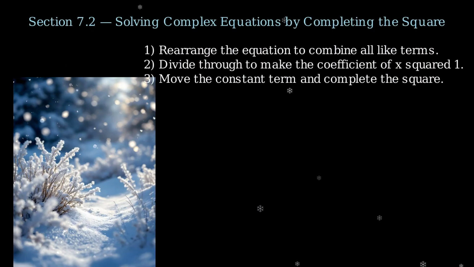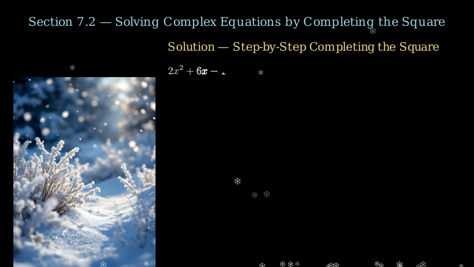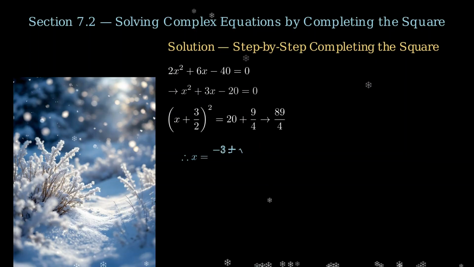Let's solve a more complex quadratic equation by completing the square. First, rearrange the equation so that all like terms are combined on the left-hand side. Then, if the coefficient of x squared is not 1, divide the entire equation through by that number to make it 1. To solve this, we first bring all terms to the left side, which gives us 2x squared plus 6x minus 40 equals 0.